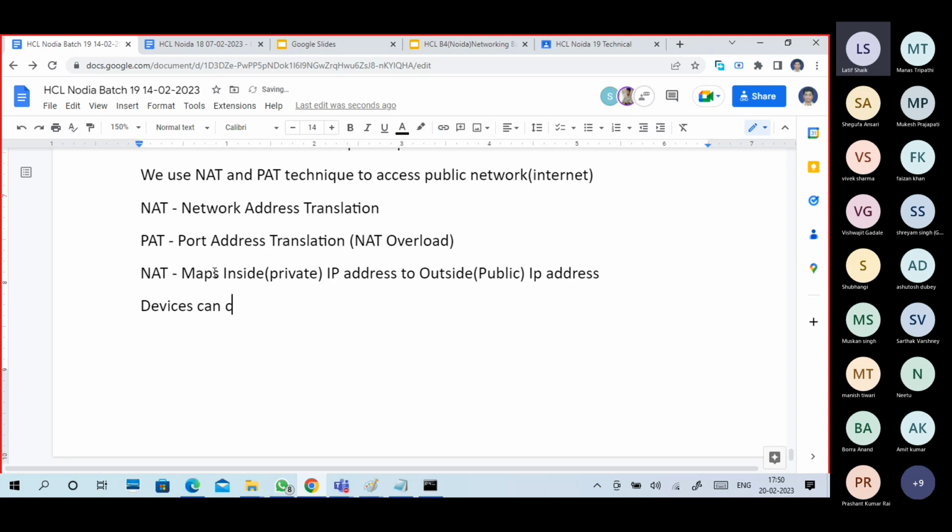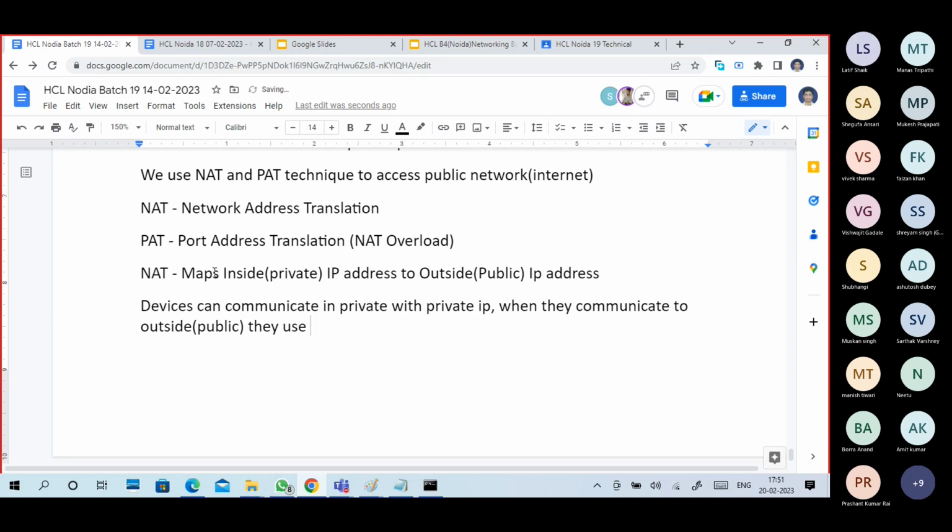Devices can communicate in private IP, and to communicate outside of the network, meaning to the public, they use a public IP.